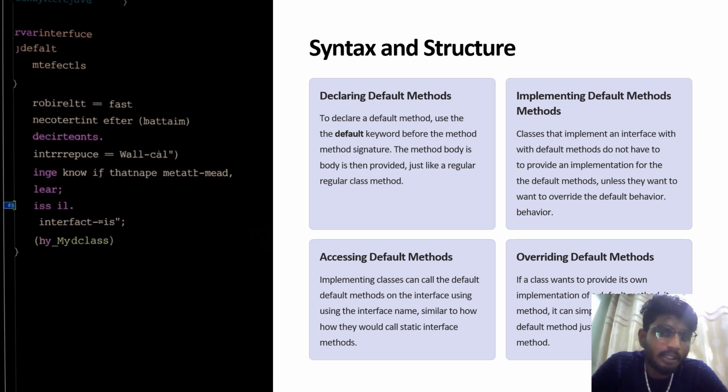Accessing a default method. Implementing classes can also invoke a default method on the interface using its name, similar to how they can invoke a static interface method. Overriding a default method. If a class wants to provide its own implementation of this method, it can simply override the default method.